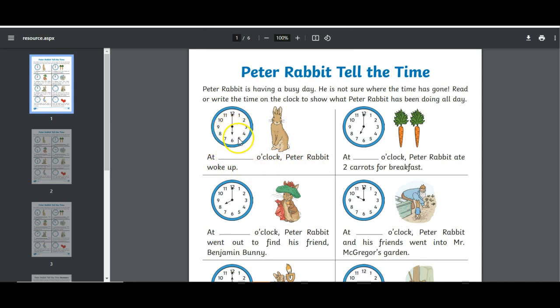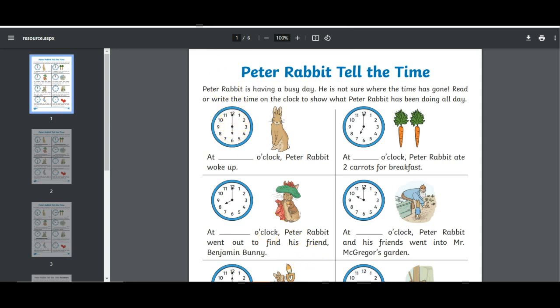So here we can see the short hand, the hour hand, is pointing to the 6, and the minute hand, the long hand, is pointing to the 12. So what time is it? What time did Peter Rabbit wake up? So we know the hour hand is pointing at the 6. So he woke up at 6. And how many minutes were there? Well, the minute hand is pointing at 12 at the start.